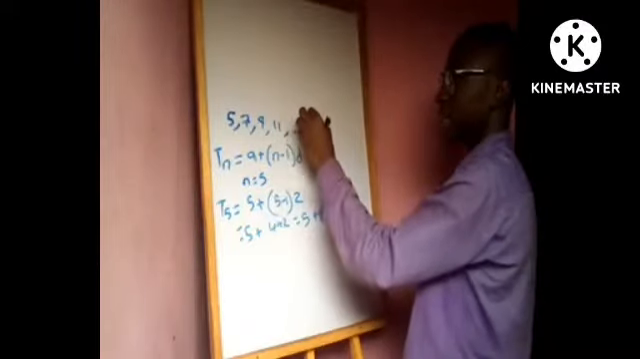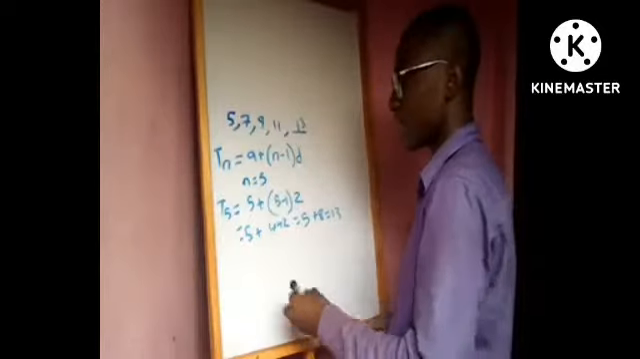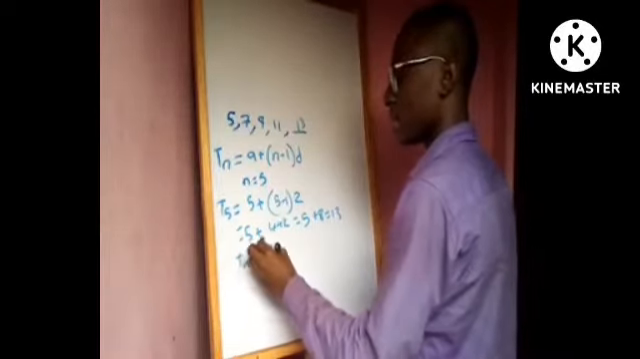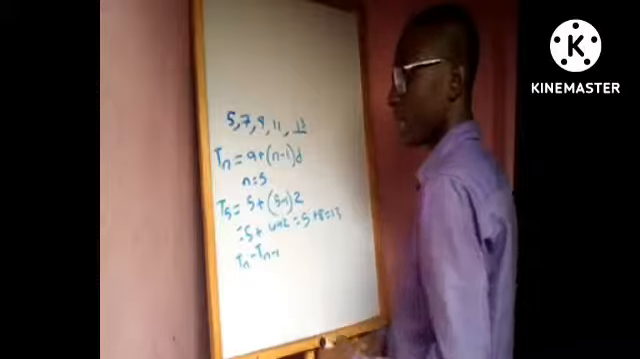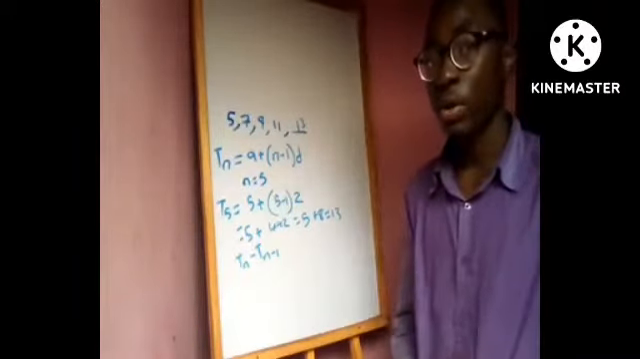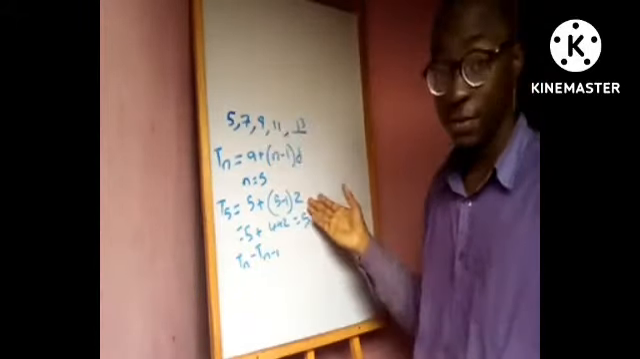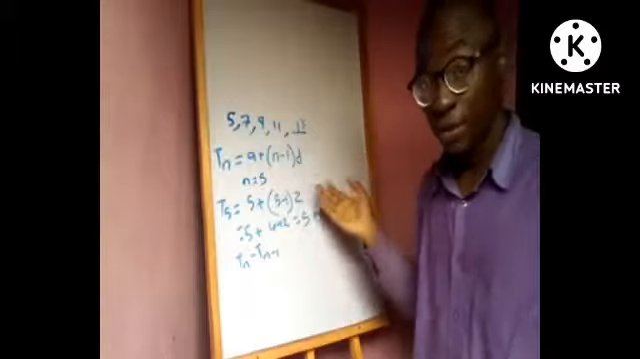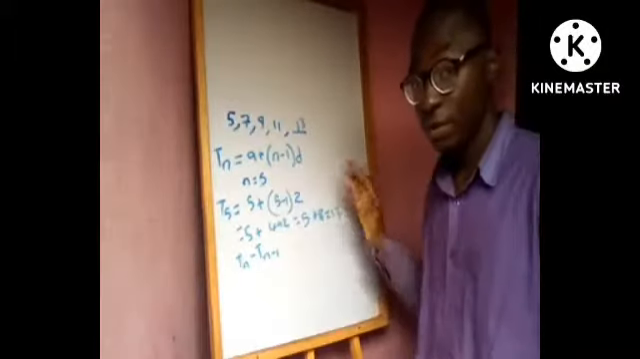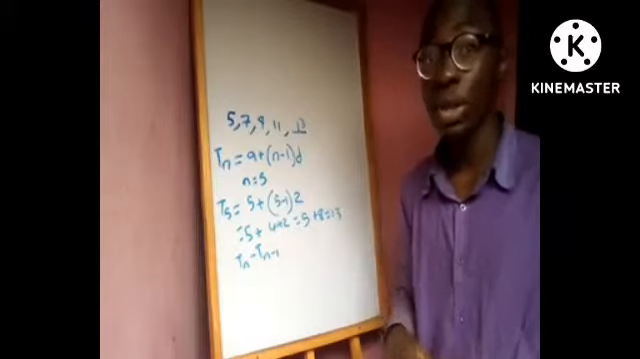So we'll write 13. And if you don't know how to look for the difference, it is basically gotten by Tn minus Tn minus 1. When you simply subtract subsequent terms, you get the common difference. For example, 11 minus 9 gives a common difference of 2, 9 minus 7 gives 2, and 7 minus 5 gives 2. So when you keep subtracting subsequent values, you will get your common difference.